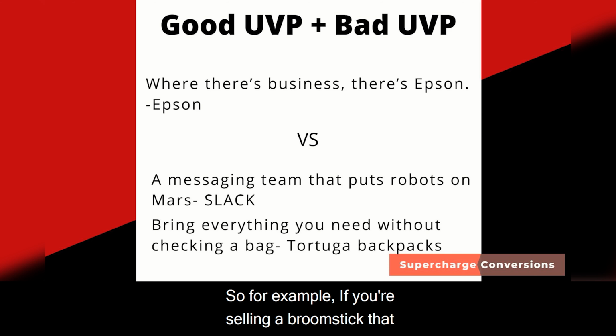So for example, if you're selling a broomstick that is supposed to be super lightweight and can collect dust up to 150% compared to your competitors, and you don't communicate that to your customers, most likely you're going to lose them, because what's so special about a broomstick? How are you different from your competitors?